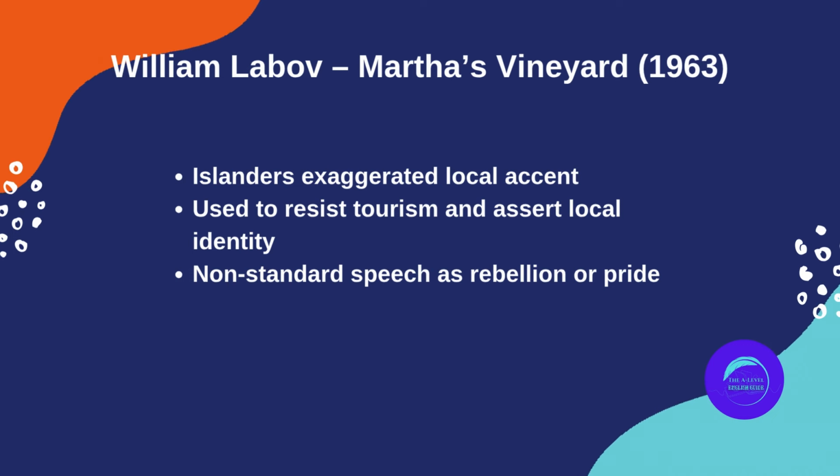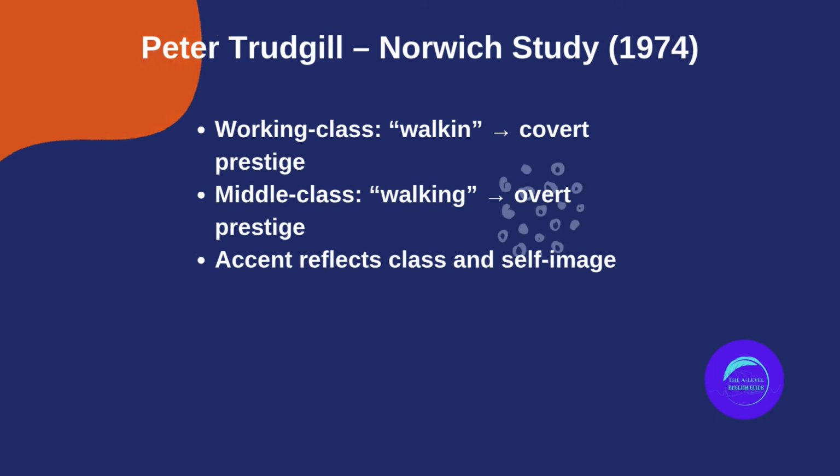In an earlier study, Labov looked at Martha's Vineyard, a small island where he found that some residents exaggerated their local accent. They did this not to fit in, but to distance themselves from tourists. This was especially true for young male residents who wanted to assert a local, resistant identity. The takeaway? People sometimes use non-standard speech as a form of rebellion or pride, shaping identity through contrast.